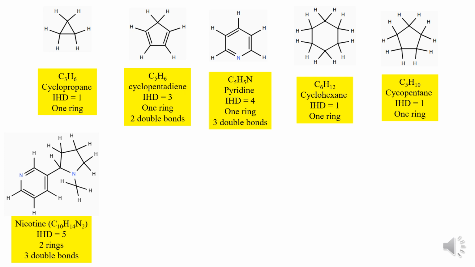So totally IHD value of 5. 2 rings, that is pyridine ring and pyrrolidine ring, 3 double bonds. That is 3 double bonds present in the aromatic pyridine ring.